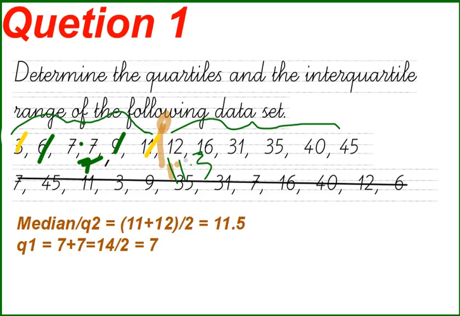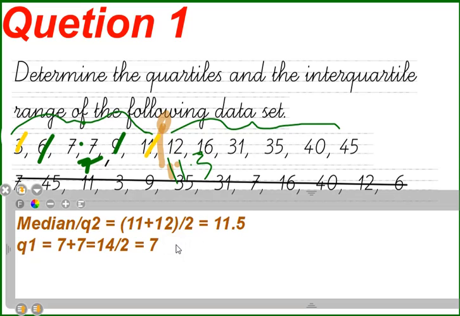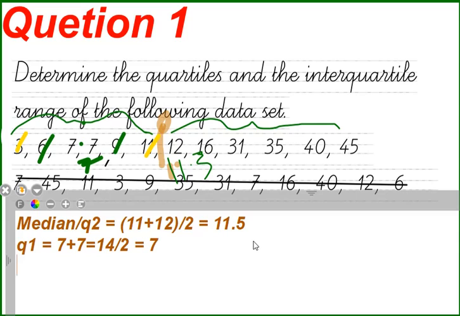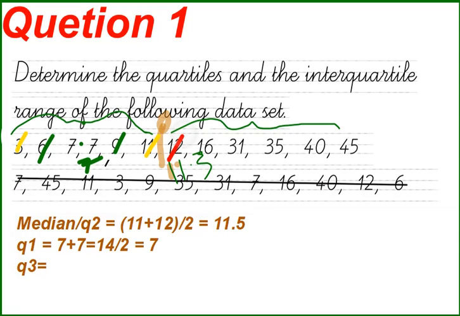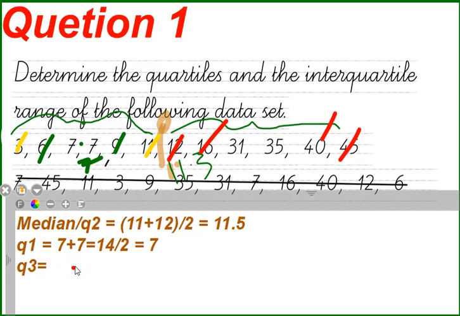And then we look at the upper side of our data set, and that's for our Q3. So we get our middle number by cancelling, going in an inward direction, and we get 31 plus 35 divided by 2. So that's going to be 33. So our Q3 will be 33.